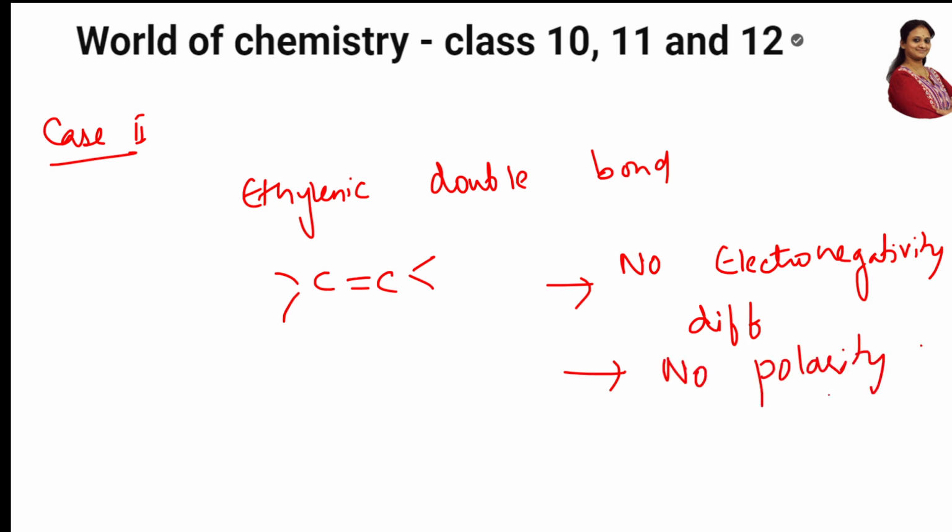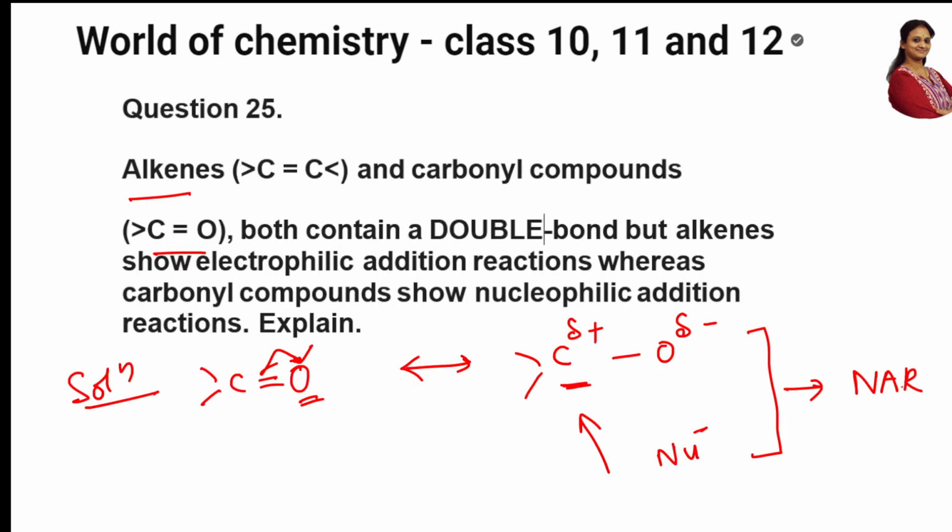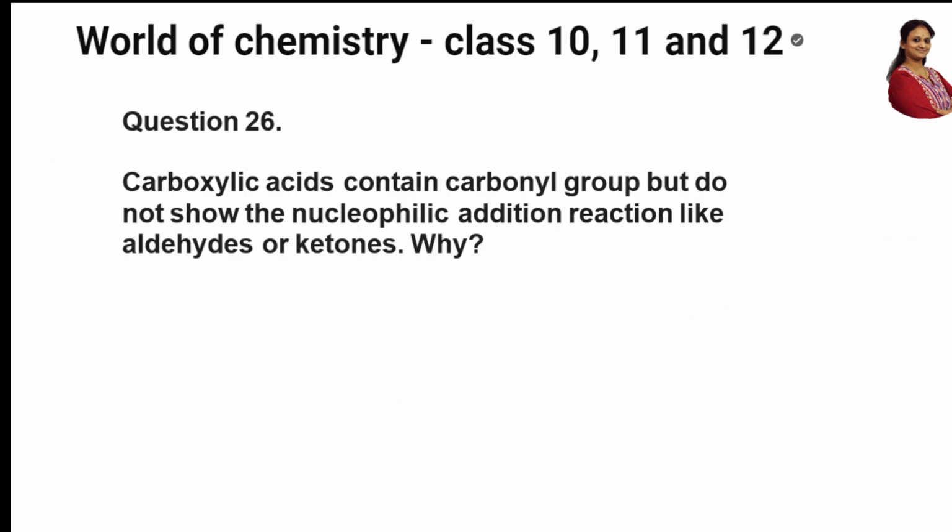When there is no polarity, there's no requirement of any nucleophile attacking. Correct? So this bond breaks, an electrophile comes and attacks, and it undergoes electrophilic addition reaction. Not nucleophilic. So in this case, there is no electronegativity difference, no polarity, so because of the presence of double bond, electrophile will come and attack. In the carbonyl case, nucleophilic addition reaction occurs because of the polar bond. So easy, very easy. Next question, students.